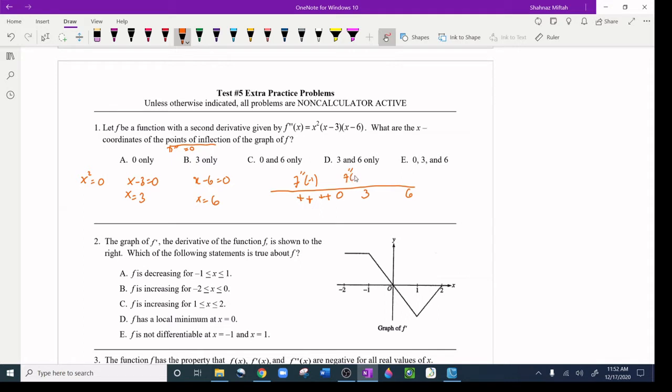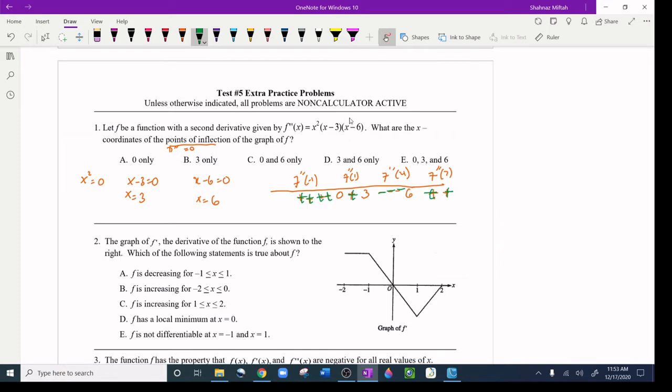This one, f double prime of 1, if I plug in 1 here, it's going to also give me positive. When I plug in f double prime of 4, it's going to give me negative. If I plug in something here, f double prime of 7, it's going to give me positive. You guys can go back and plug in negative 1, which was positive. Plug in 1, it's going to give me positive. Plug in 4, it's going to give me negative. Plug in 7, it's going to give me positive.